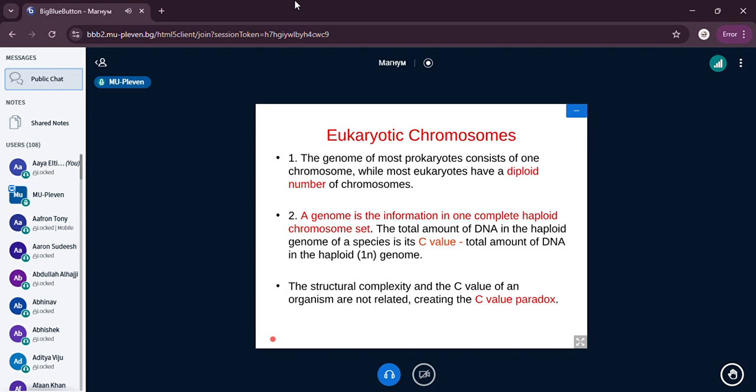A genome is the information in one complete haploid chromosome set. And the total amount of DNA in the haploid genome of a species is its C value. This is the total amount of DNA in the haploid genome, 1N. C comes from copy, because there is one copy.